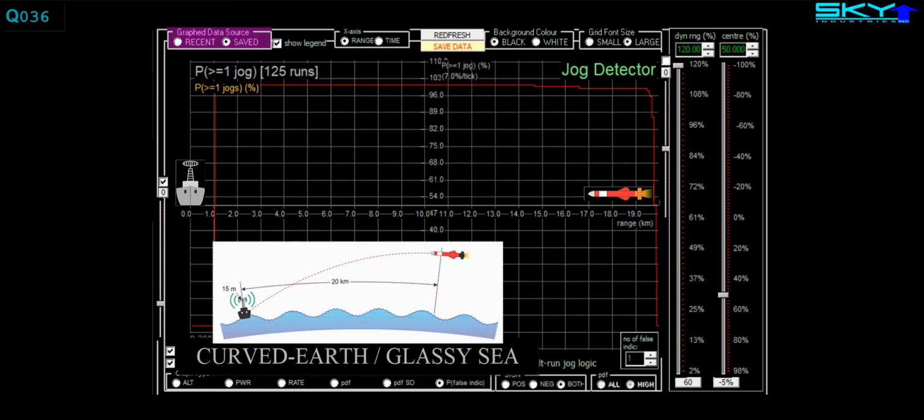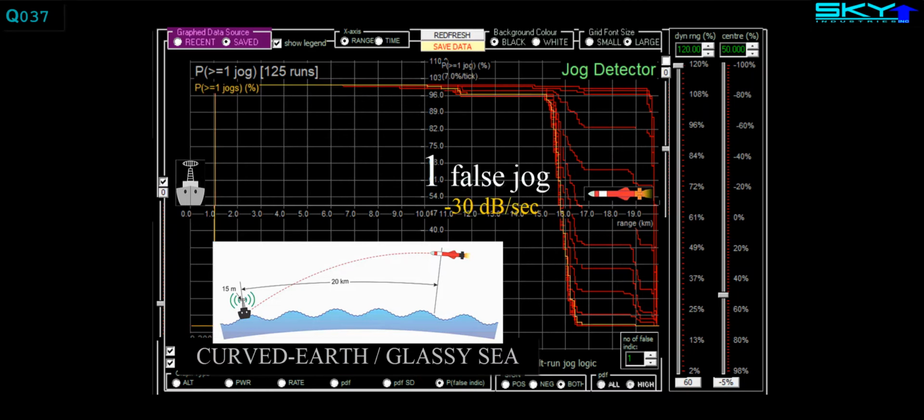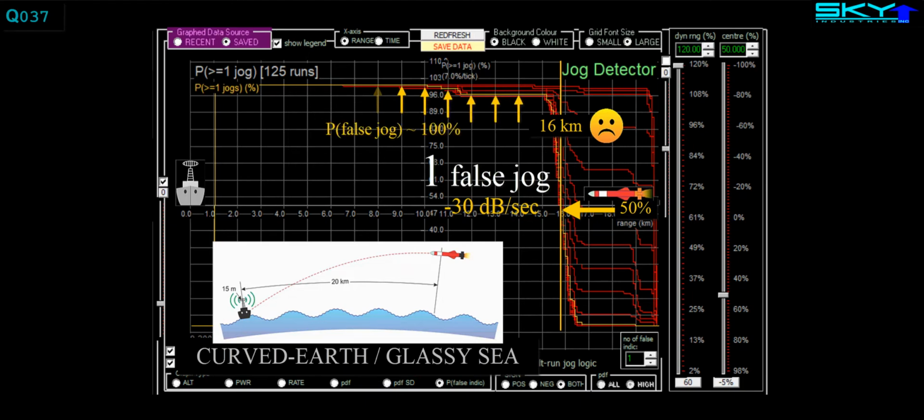Now let's go back to the glassy sea case, but like in the sea skimmer case, switch from the curved Earth model to the sea swell model. The results look a bit better than the curved Earth model, but only at long range. The minus 30 dB per second curve crosses the 50% mark at about 16 kilometers. For most of the missile's flight, it's pretty much a certainty that there will be at least one false jog indication, and that's not good.